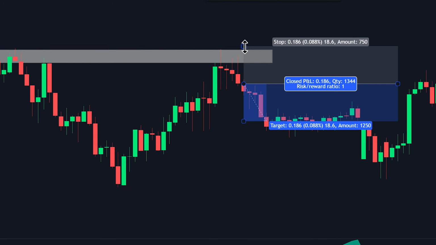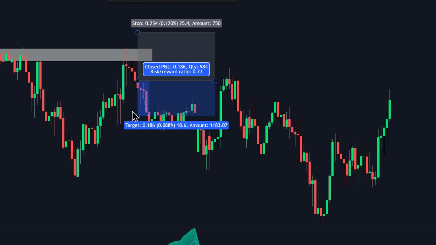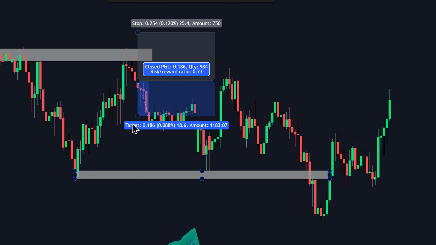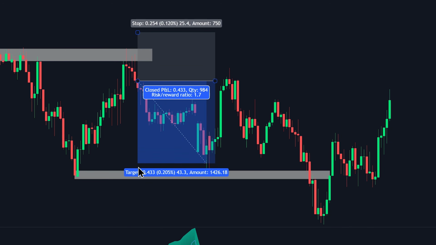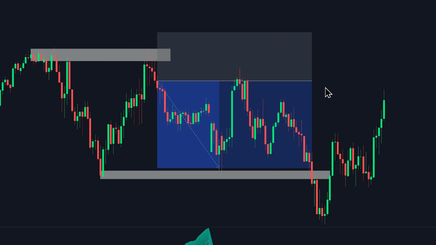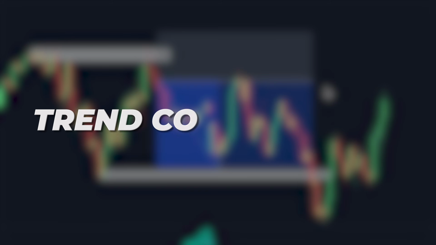Put the stop loss above the resistance level with the first target aimed toward the next support or toward the mean of the move. Let the trade run, and as you can see, it was profitable. There is another smart use for this tool, that is trend confirmation.